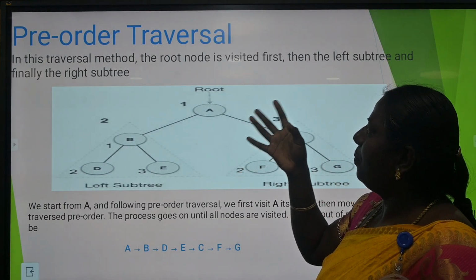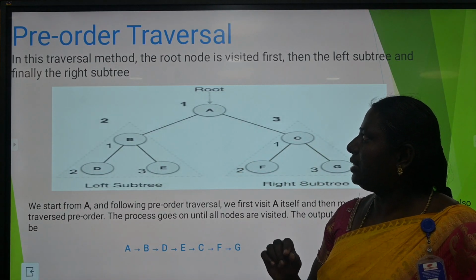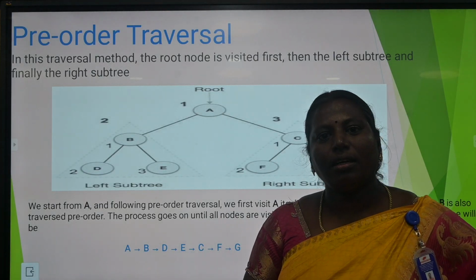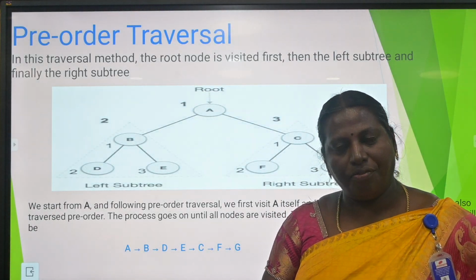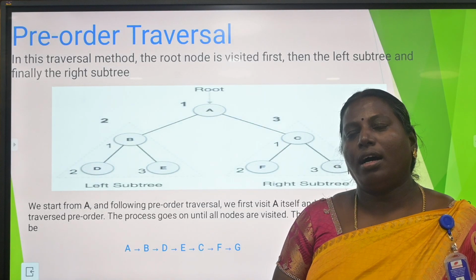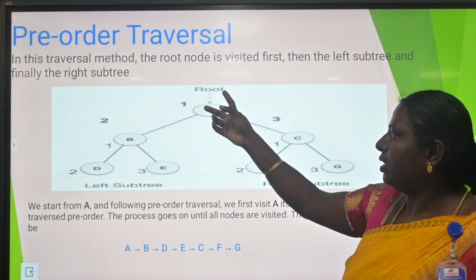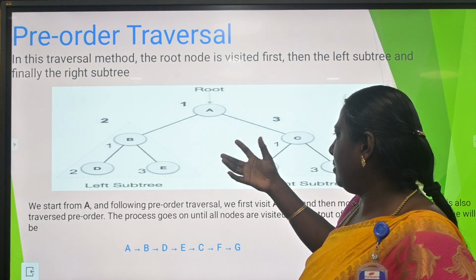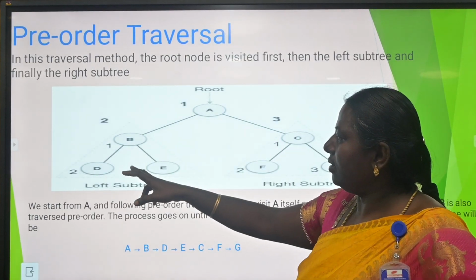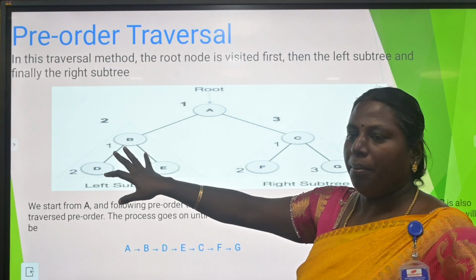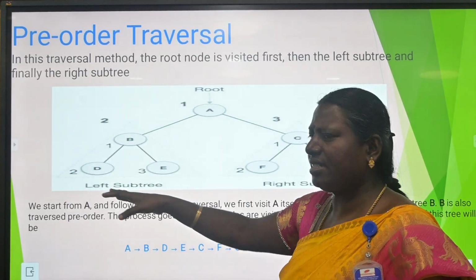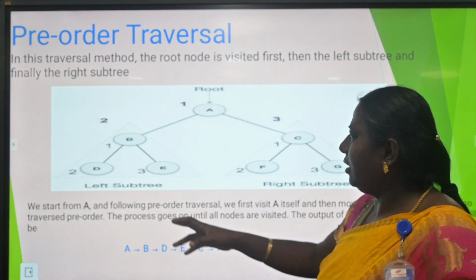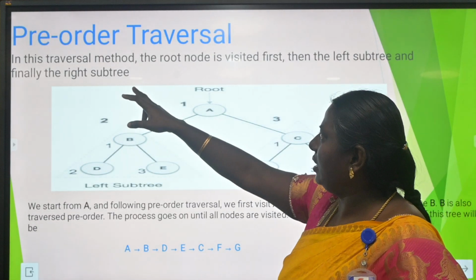The next one, pre-order traversal. In this method, first visit the root node, then visit the left node, and then the right node. For example, A is the root node. B and C are the children. D and E are the children of B. This is considered the left subtree and this is considered the right subtree. Then we follow this order.